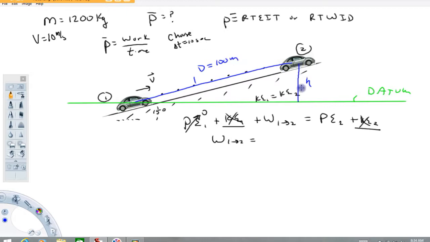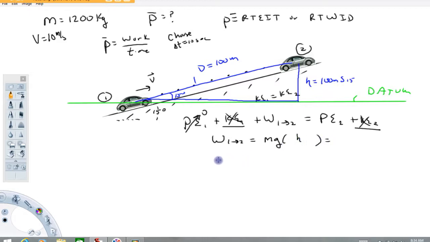From this triangle right here, I'll go ahead and finish that in blue. And keep in mind, this would be a 15-degree angle as well. This height would equal 100 meters times the sine of 15 degrees. So our PE2 term can be written mgh, where the h is equal to this value.